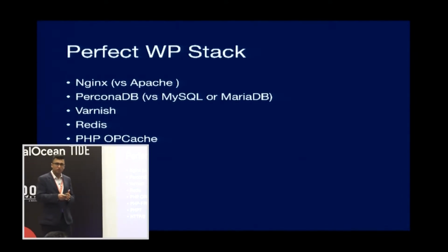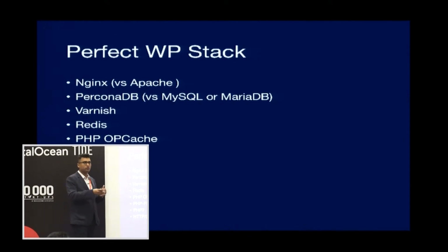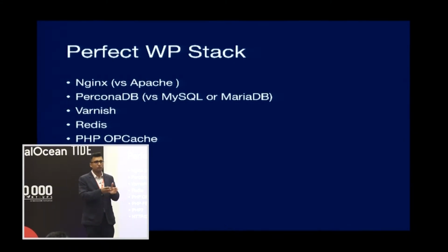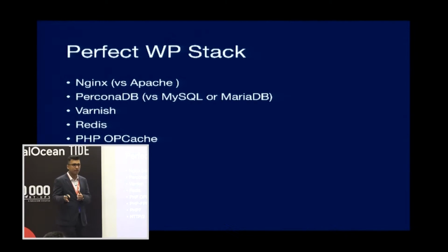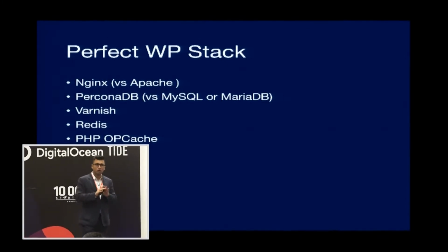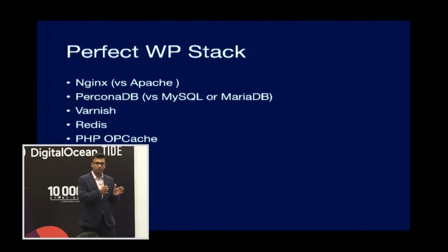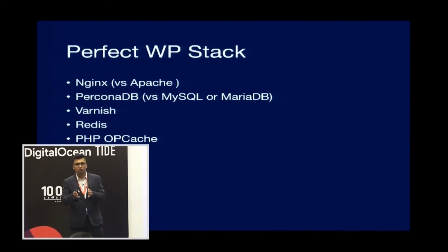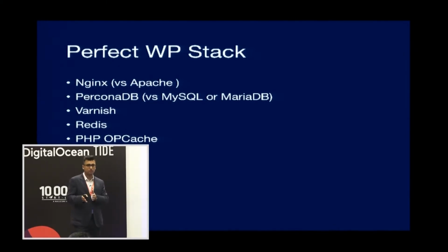In MySQL, so you must have heard of MySQL when it was bought by Oracle. There's a fork called MariaDB, and then there's another fork called PerconaDB. When you're building anything for scale, and this is not just for WordPress, any LAMP stack application, anyway you're using MySQL, just try to replace it with PerconaDB. PerconaDB is a drop-in replacement for MySQL. So there's no coding or feature that will be missing. It will just be more performant.